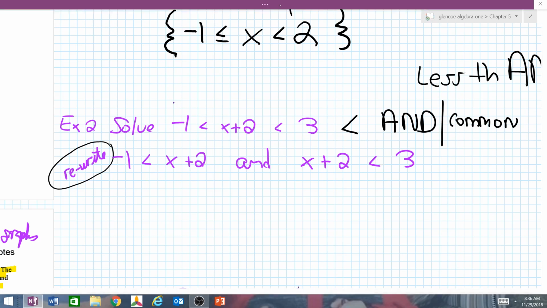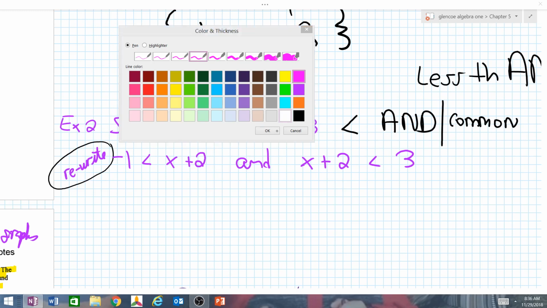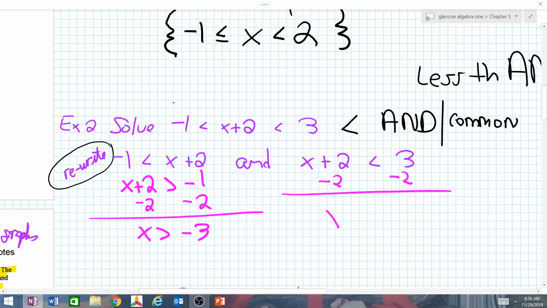So I'm going to rewrite this as x plus 2 is greater than -1. Are you with me? And now I'm going to solve it by subtracting 2 from each side, and I get what? X is greater than -3. And my second inequality, I'm going to subtract 2 from each side, and I get what? X is less than 1.